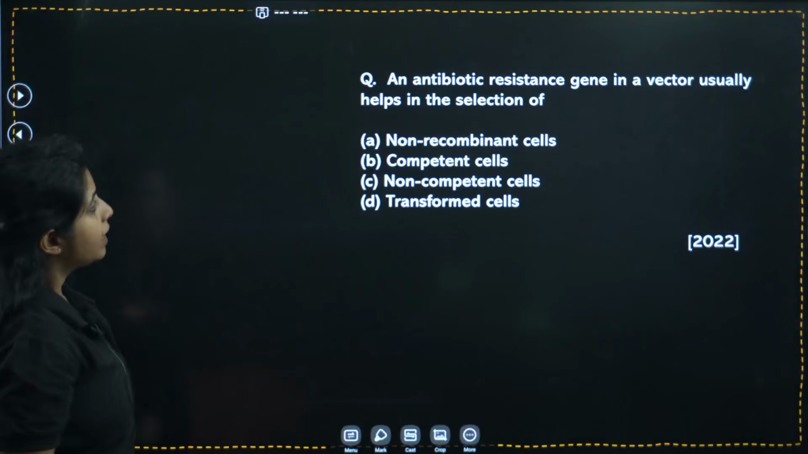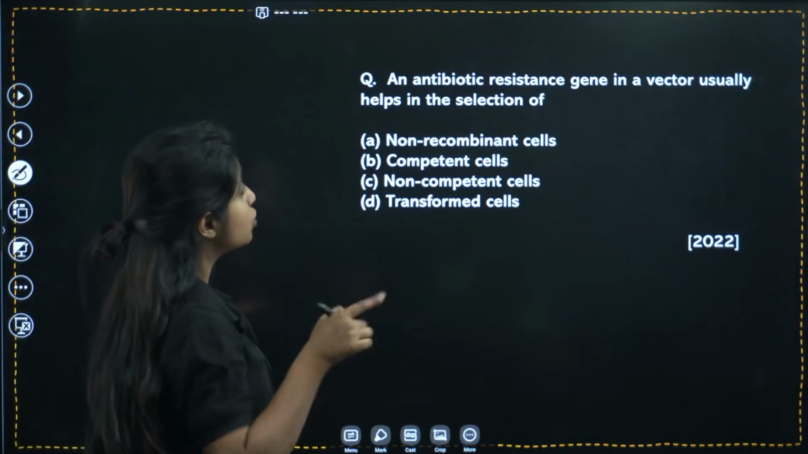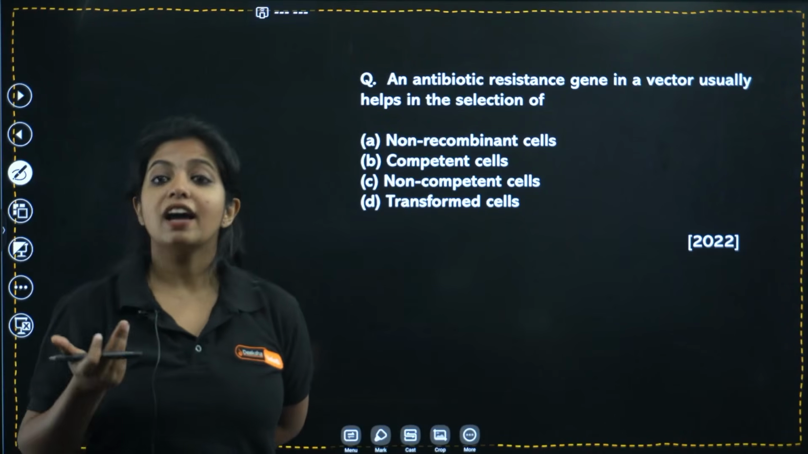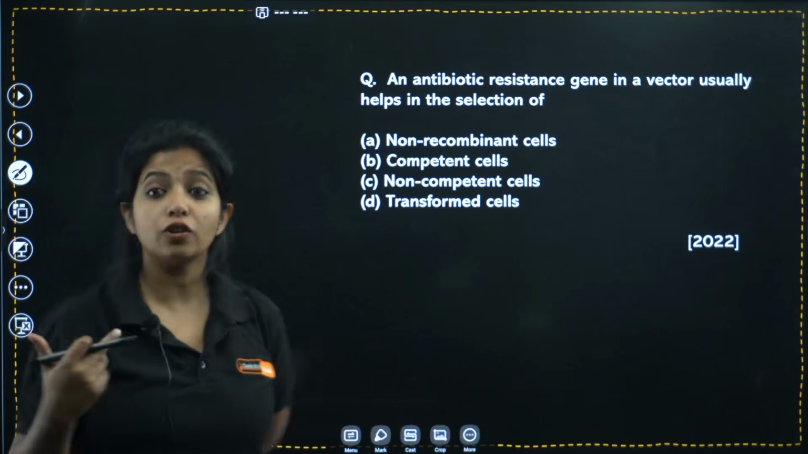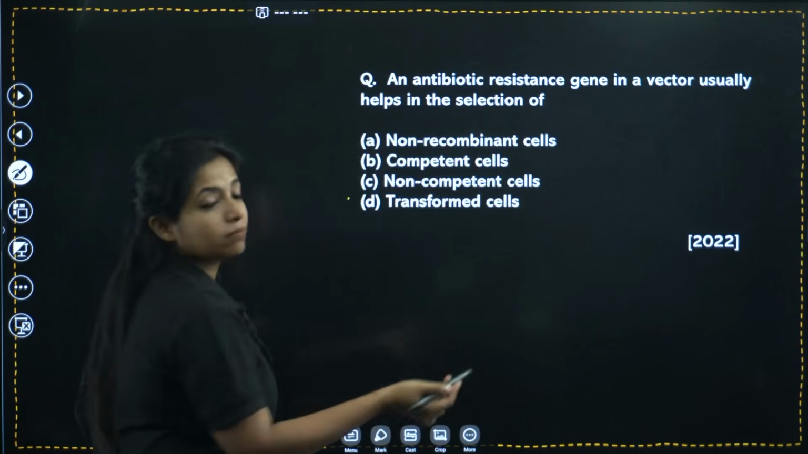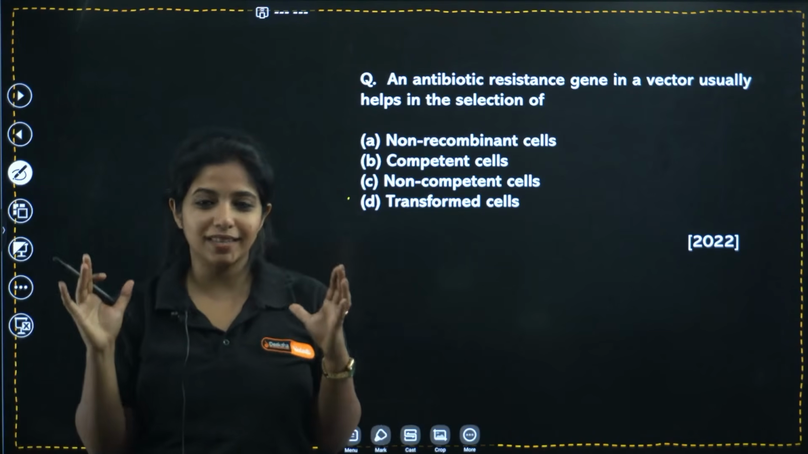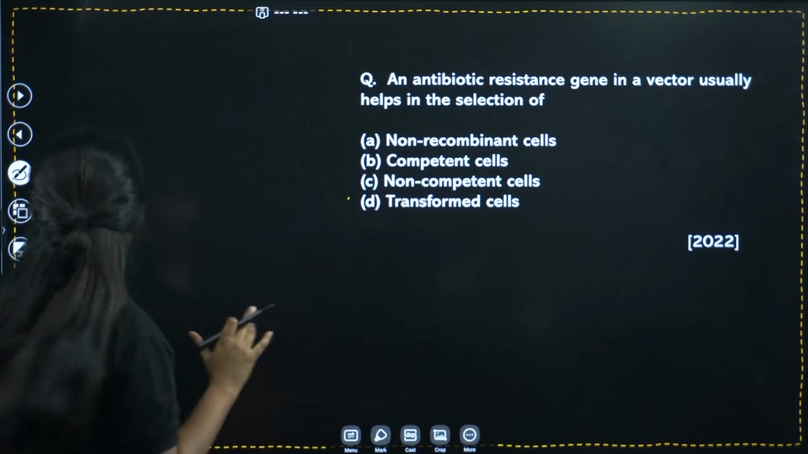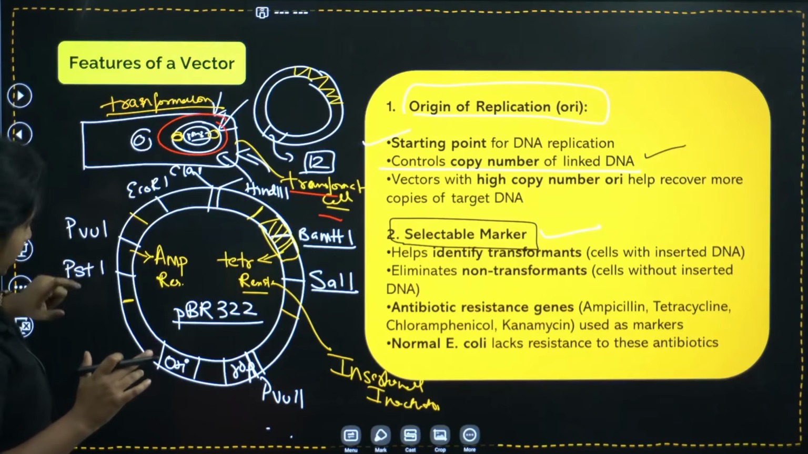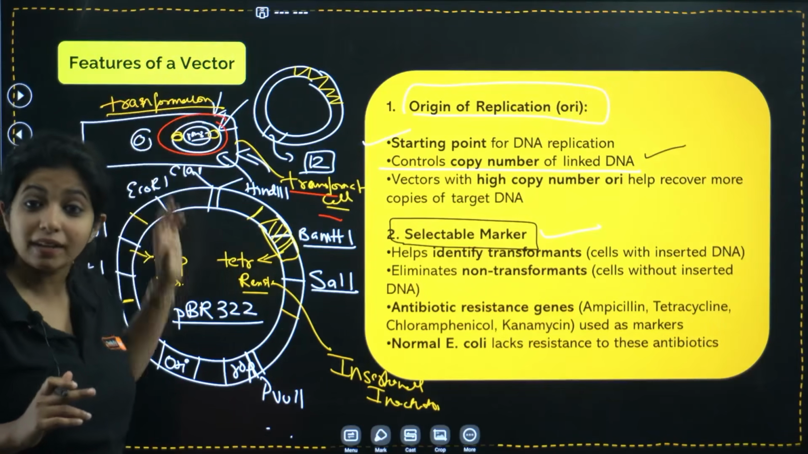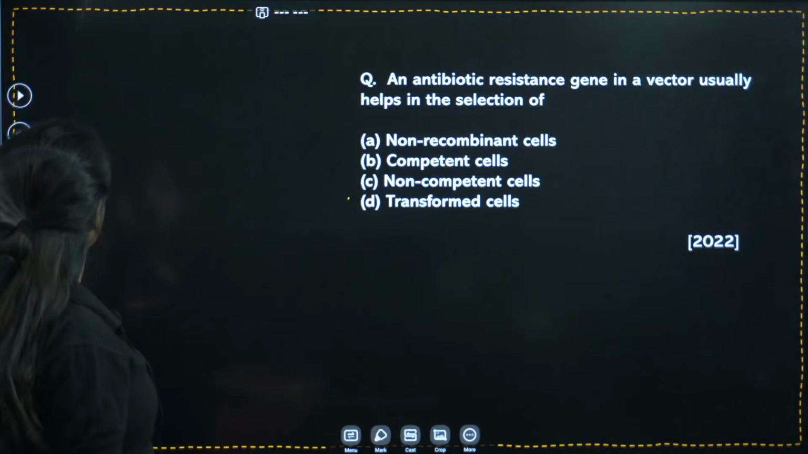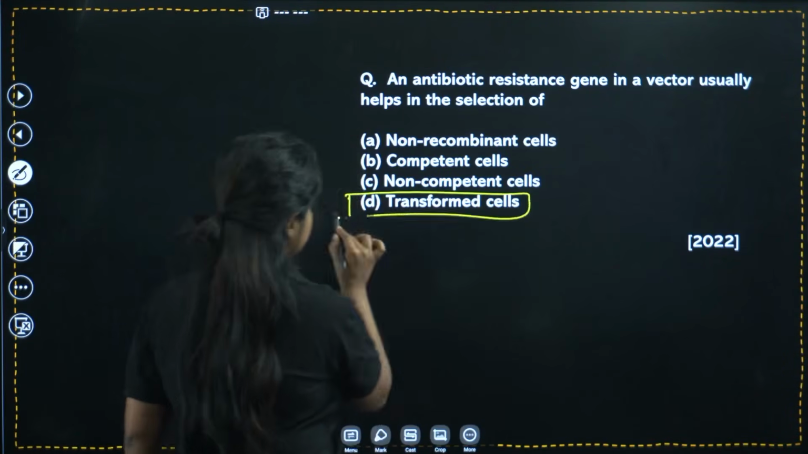Fine. Now, an antibiotic resistance gene in a vector, that is a plasmid, usually helps in the selection of what? Non-recombinant cells, competent cells, non-competent cells, or transformed cells? When the antibiotic resistance gene was there, one was the transformant and the other one was the non-transformant. So basically the first thing that you are able to identify is whether it is a transformed cell or not. So this is the answer.